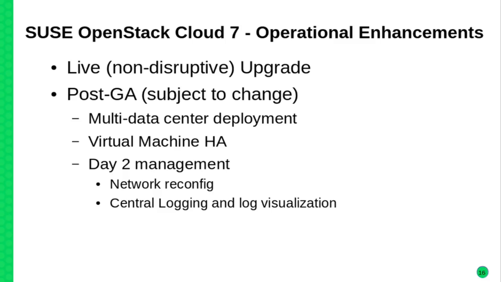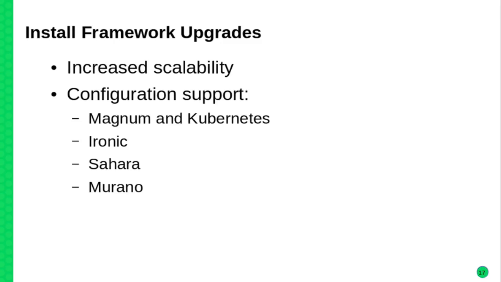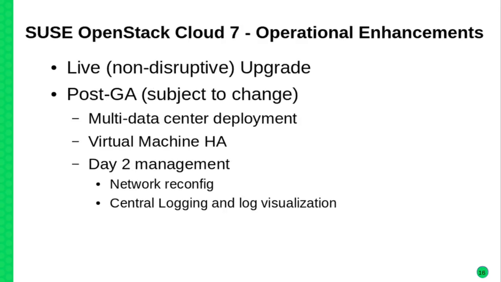Now, we've got some things that will ship after GA. One is multi-data center deployment, so that you can have multiple OpenStack environments, clusters running in 2 different physical data centers, but you can manage them, provide a single interface to manage those 2 environments. We're doing something called Virtual Machine HA. And this is dependent upon some upstream work that we need to figure out how to configure and manage.